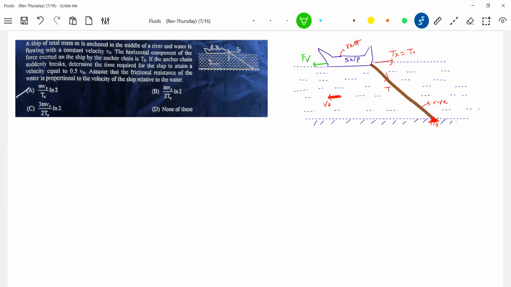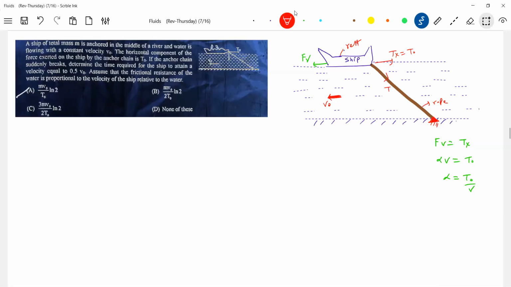Agree with this one. This is the initial part of the problem. If you can understand this, you can manage the next situation very comfortably. So now we can write F is equal to Tx, or what is Fv? Any other information? I assume that frictional resistance of the water is proportional to velocity of the ship relative to the water. I'll put alpha V, where alpha equals T0 by V. Now I'm going to cut that rope.